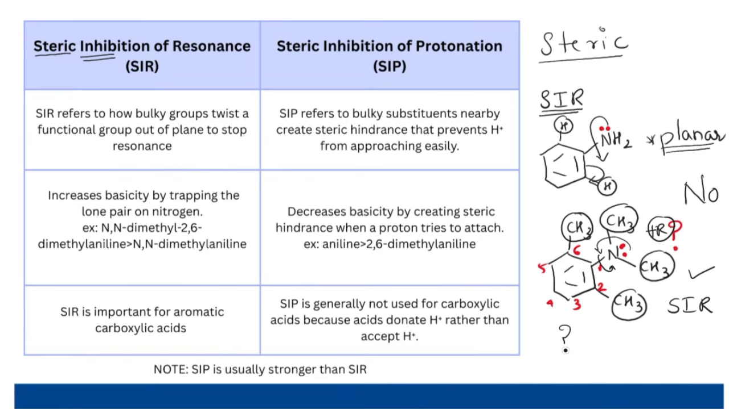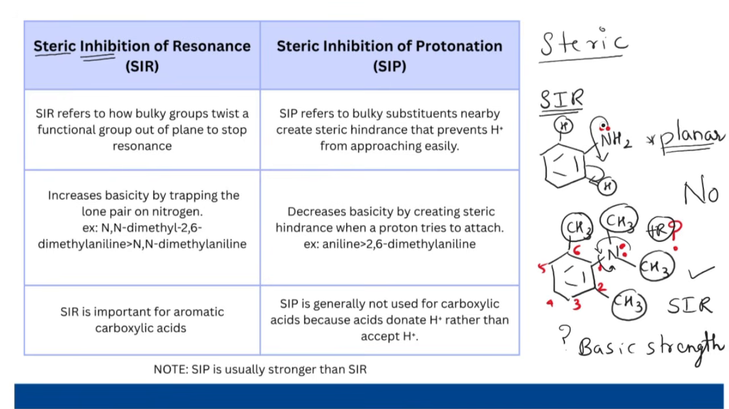Now, how does it matter? Why do we have to study this? We have to study this to understand the basic strength of the molecules. Suppose the question is, which among these two molecules is more basic? So how do you explain the basic strength of these two molecules? For that, let's make use of the SIR concept. In order to act as a base, they have to donate the lone pair. How easily they donate the lone pair will determine their basic strength.